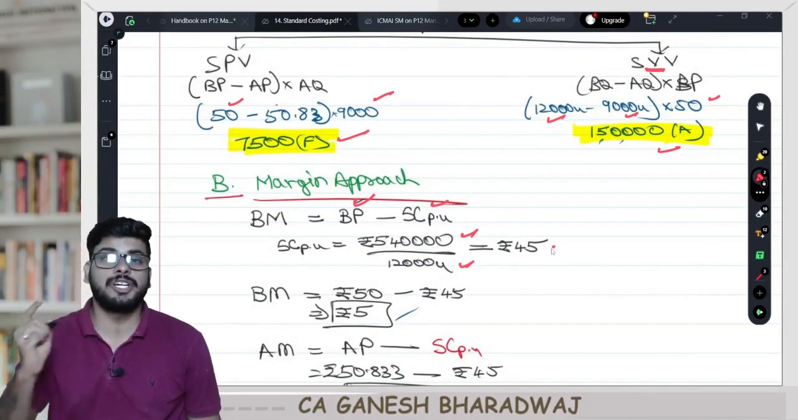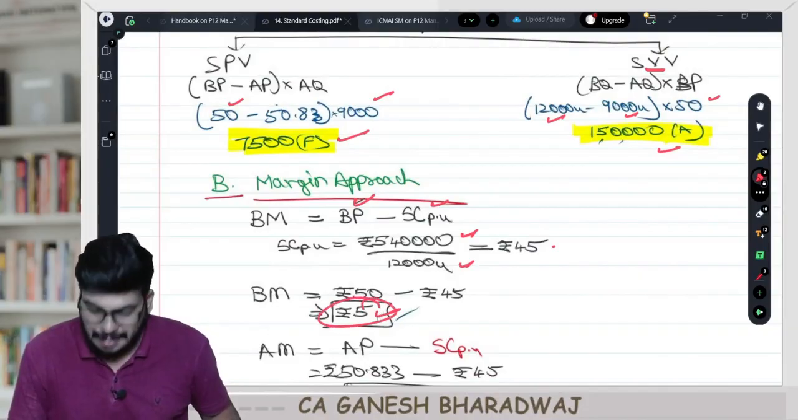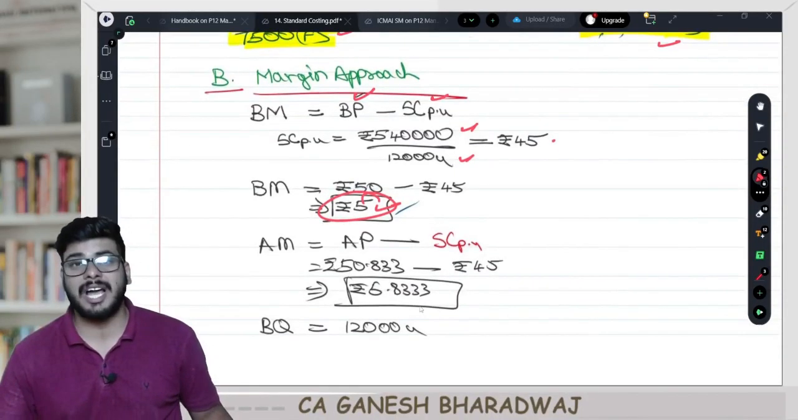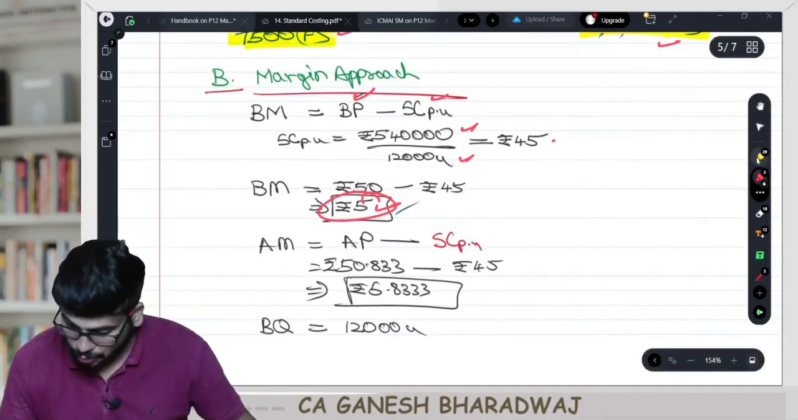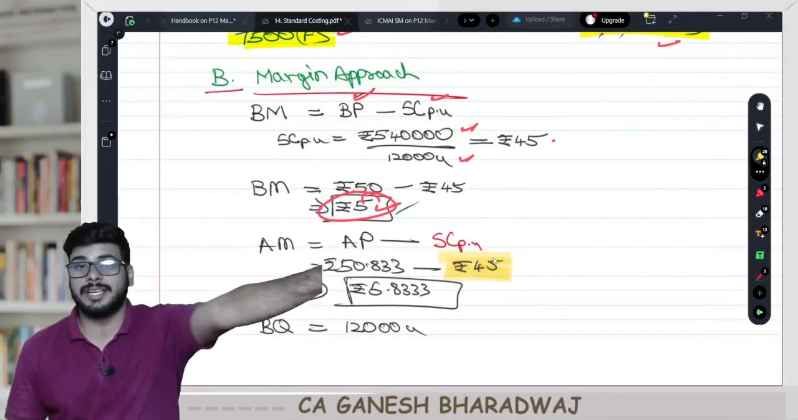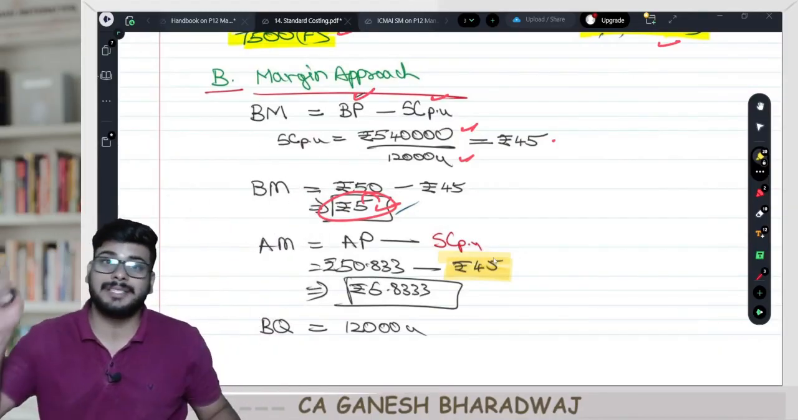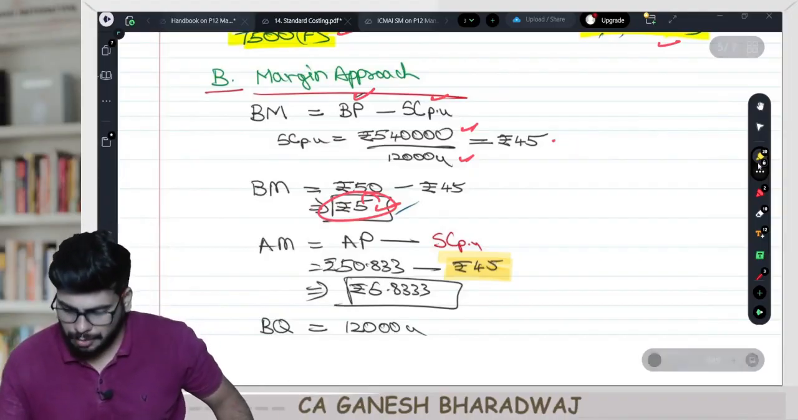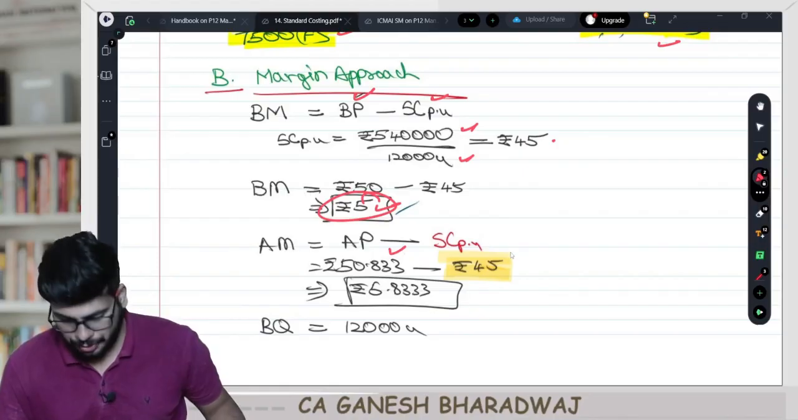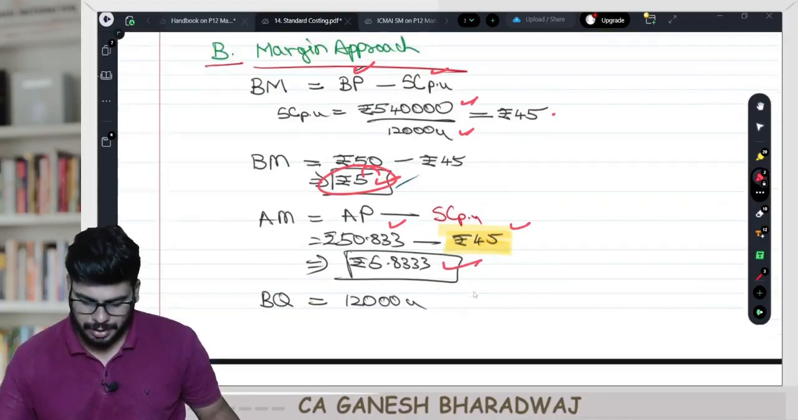So per unit, what is the budgeted margin? 50 minus 45, 5 rupees. Every time I sell a unit, I am planning to earn 5 rupees. But what was the actual margin? Remember, this is where I told you things become different. The calculation is actual price minus standard cost per unit. My actual price is 50.83333, but standard cost per unit is 45. So the actual margin ended up to be 5.83333. Clear with this, guys?